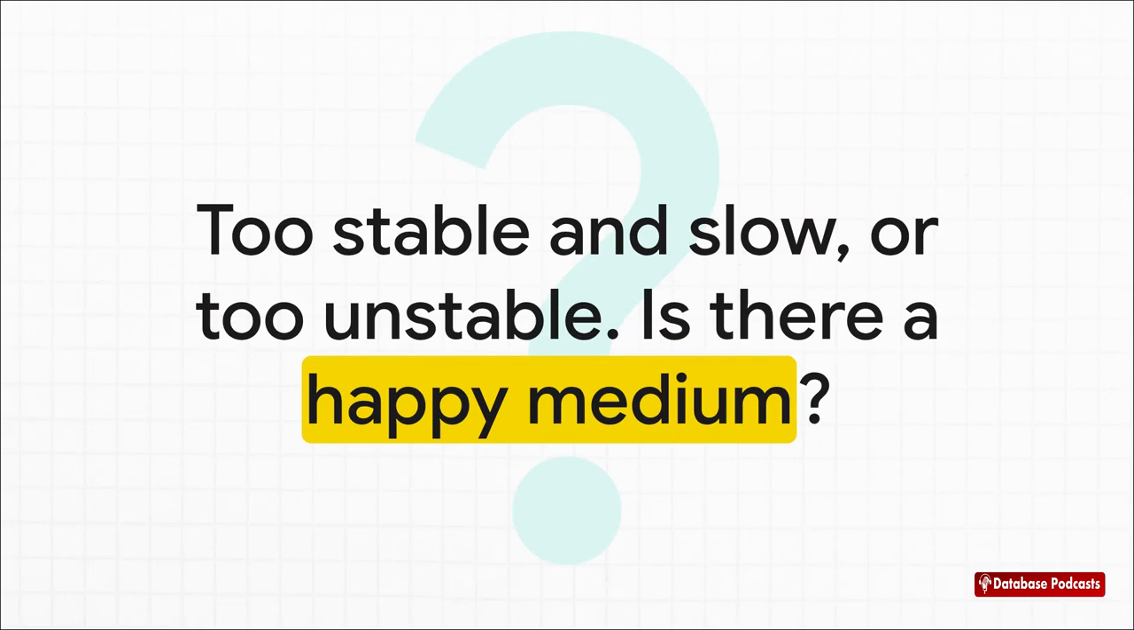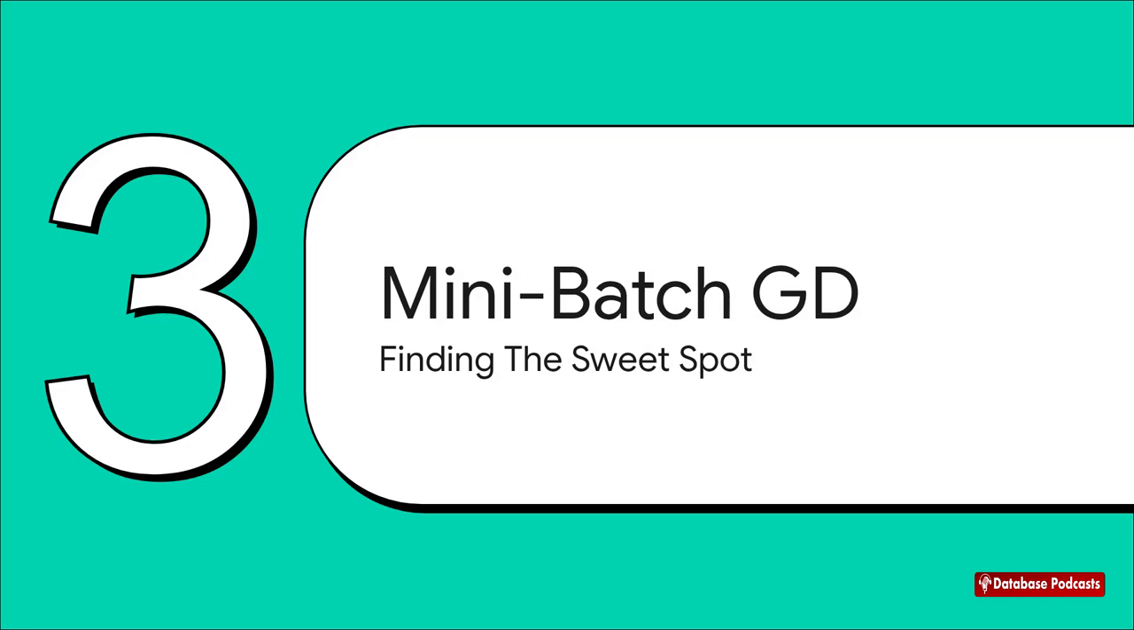All right, so we've got two extremes on the table. One is super precise but painfully slow. The other is fast in theory, but it's just too chaotic to be efficient. Surely there has to be a balance, right? A sweet spot somewhere in between? And of course there is. It's called mini-batch gradient descent. And this is the approach that powers the vast majority of modern deep learning. It finds this brilliant compromise between those two extremes.